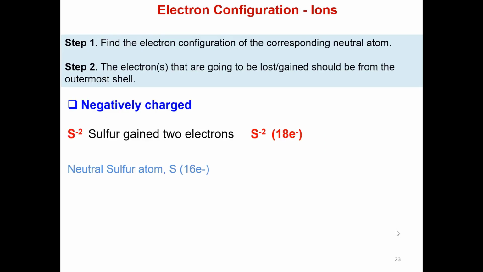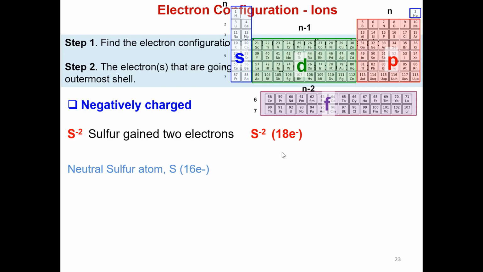In order to write the electronic configuration of ions, we need to follow 2 steps. Step number 1 is to find the electronic configuration of the corresponding neutral atom, and the second is that the electrons that are going to be lost or gained should be from the outermost shell. Let's write the electron configuration for some ions. Let's start with the negatively charged ion, sulfur -2. This -2 means sulfur gained 2 electrons. And according to step number 1, we need to find the electronic configuration of the neutral atom, in this case sulfur. Sulfur is right here, and sulfur has 16 electrons. Let's write first the electronic configuration in the case of sulfur.